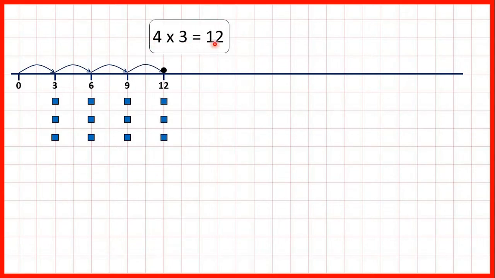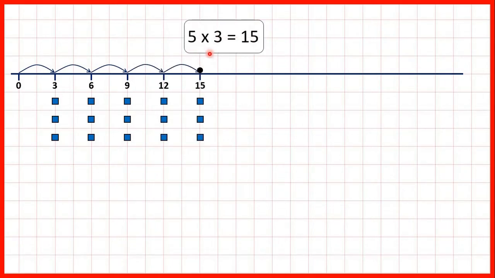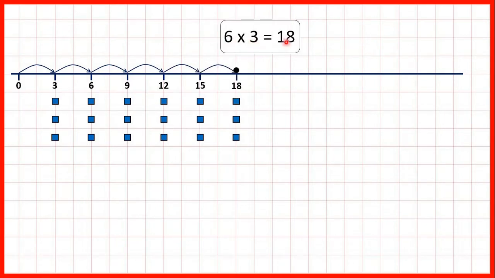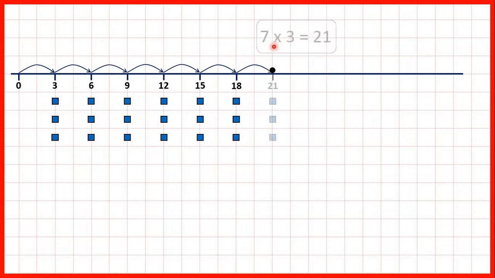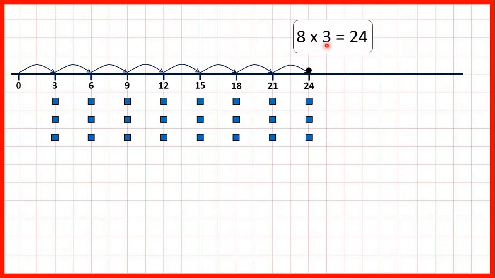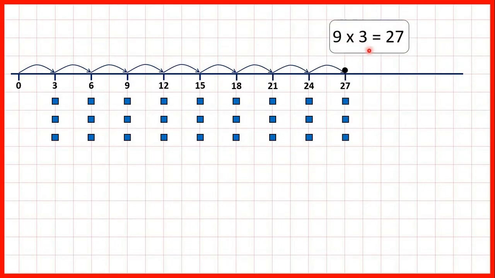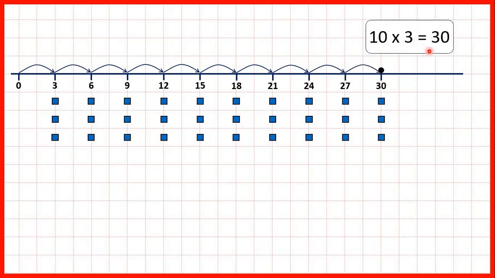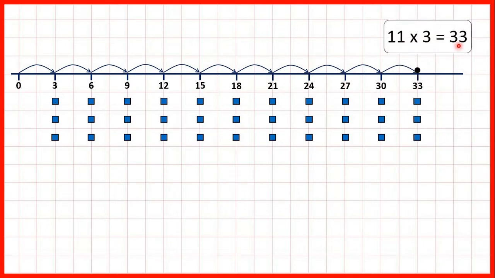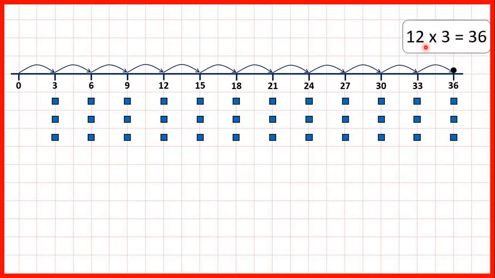4 times 3 is 12. 5 times 3 is 15. 6 times 3 is 18. 7 times 3 is 21. 8 times 3 is 24. 9 times 3 is 27. 10 times 3 is 30. 11 times 3 is 33. And 12 times 3 is 36.